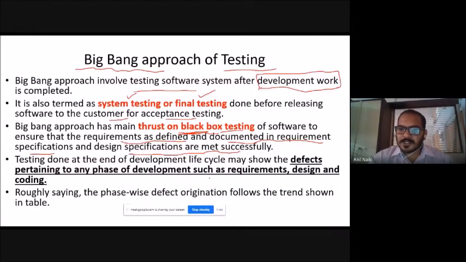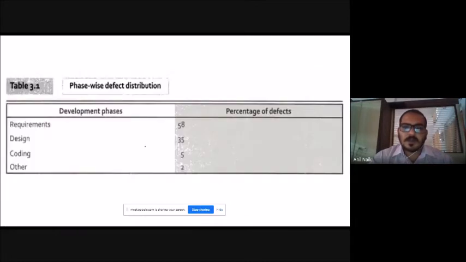Because we are doing the testing at the last phase, the defects, errors, or bugs pertaining to any phase of the development may show up, such as a requirement error or requirement defects, or it may be design defects or coding defects. So, roughly speaking, this follows the phase-wise defect origination. This is the table, the phase-wise defect distribution.